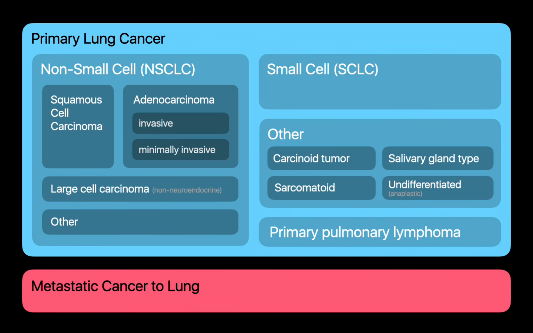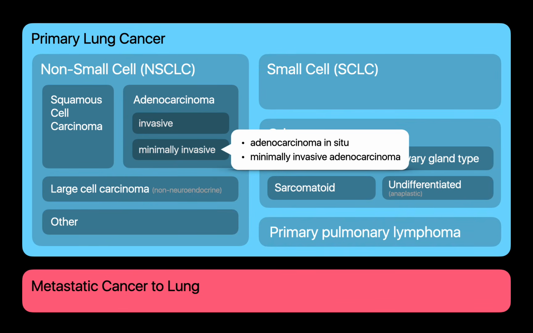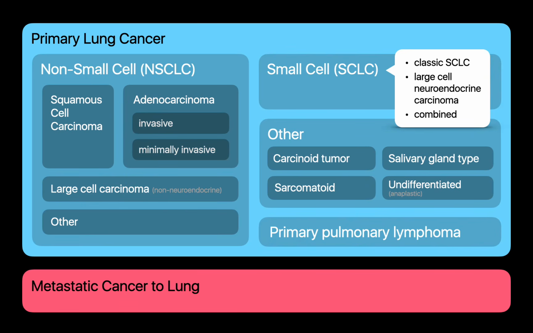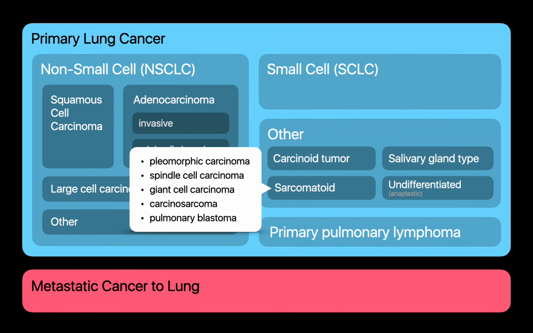Now, when we're reading pathology reports, the pathologist may go into even more detail. For example, not only may an adenocarcinoma be described as invasive, it may be described as lipidic, mucinous, or papillary, for example. Some minimally invasive adenocarcinomas may be described as adenocarcinoma in situ, and you may encounter mixed types like an adenosquamous carcinoma. Small cell lung cancers may be described in more detail, as may salivary gland tumors and sarcomatoid tumors too.